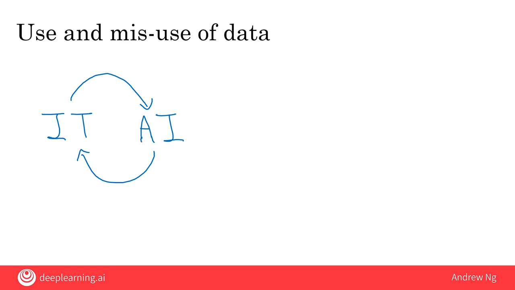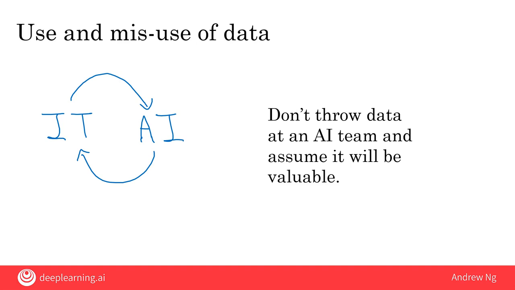Second, misuse of data. Unfortunately, I've seen some CEOs read about the importance of data in the news and then say, "Hey, I have so much data, surely an AI team can make it valuable." And unfortunately, this doesn't always work out. More data is usually better than less data, but I wouldn't take it for granted that just because you have many terabytes or gigabytes of data, an AI team can magically make that valuable. So my advice is don't throw data at an AI team and assume it will be valuable.